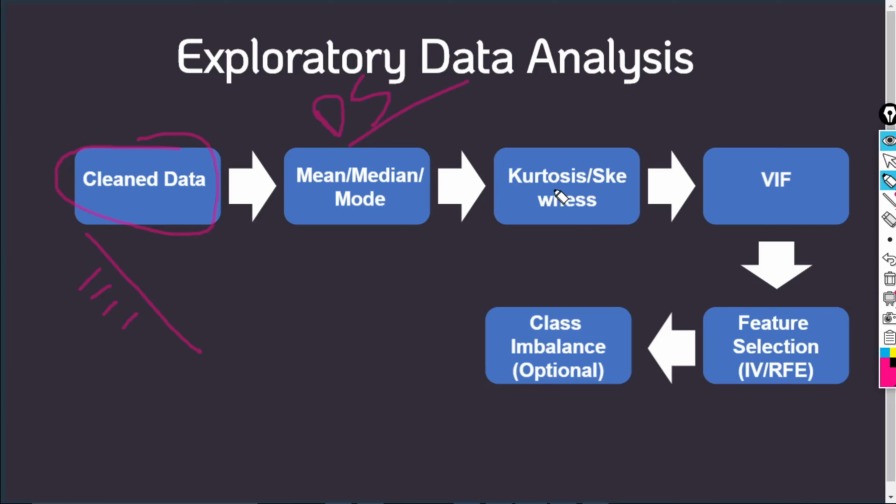Kurtosis and skewness tell you about the distribution of the data, how skewed the data is. Skewness is flatness or peakedness. Kurtosis tells you how your data is distributed. It's just about how your data is being distributed, whether your data is normally distributed or not normally distributed. Also we find out VIF. Okay, what is VIF? Variance inflation factor.